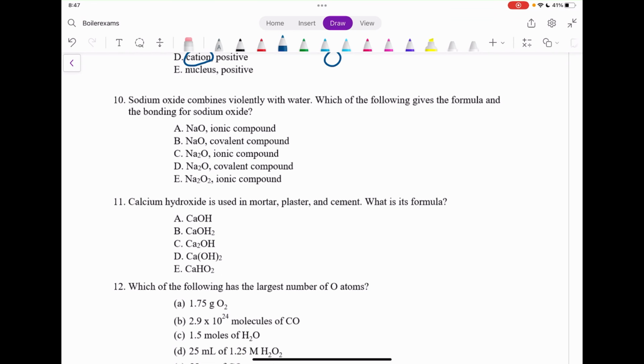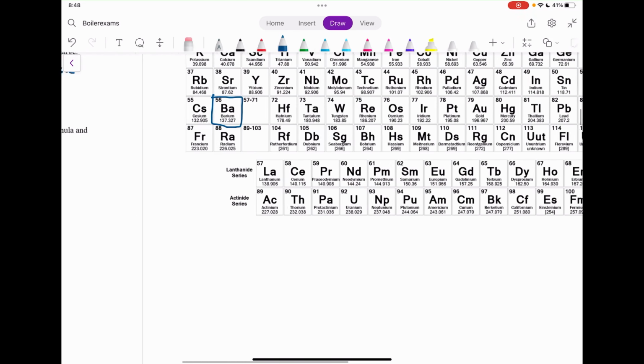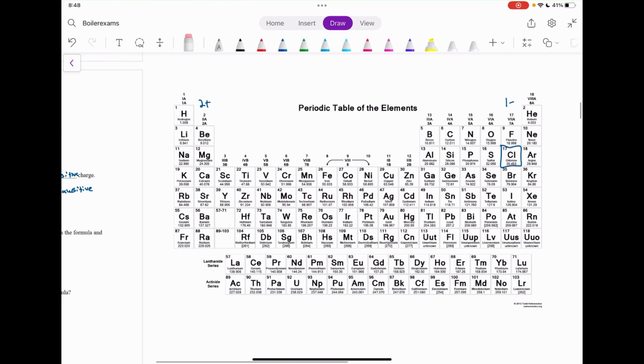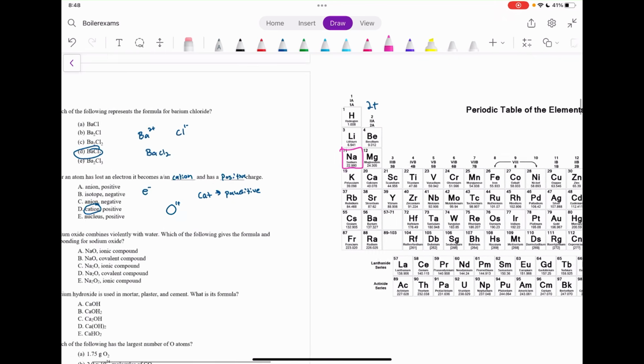10. Sodium oxide combines violently with water. Which of the following gives the formula and bonding for sodium oxide? Let's go back to our periodic table. So let's find these. Let's use pink. Sodium right there. Group 1 metal, and oxygen, non-metal, all the way over there on the right.